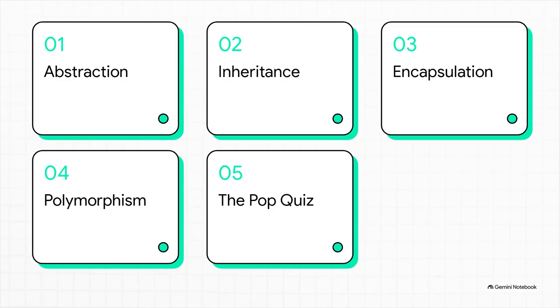All right, here's our syllabus for today's explainer. 1. Abstraction, hiding the complexity. 2. Inheritance, don't reinvent wheels. 3. Encapsulation, capsules of logic. 4. Polymorphism, the coding chameleon. And finally, number 5, the pop quiz.